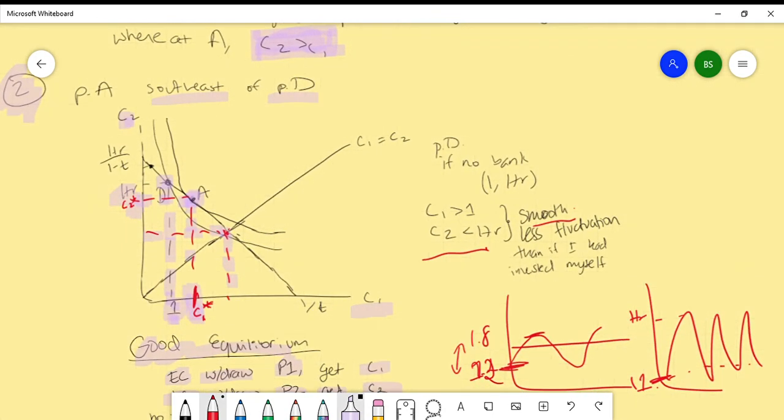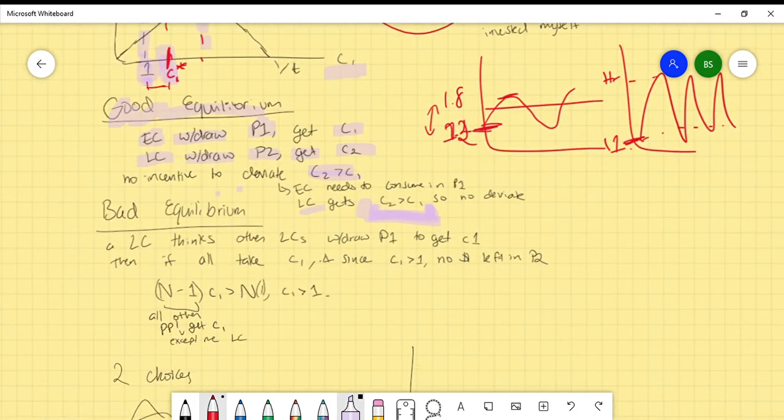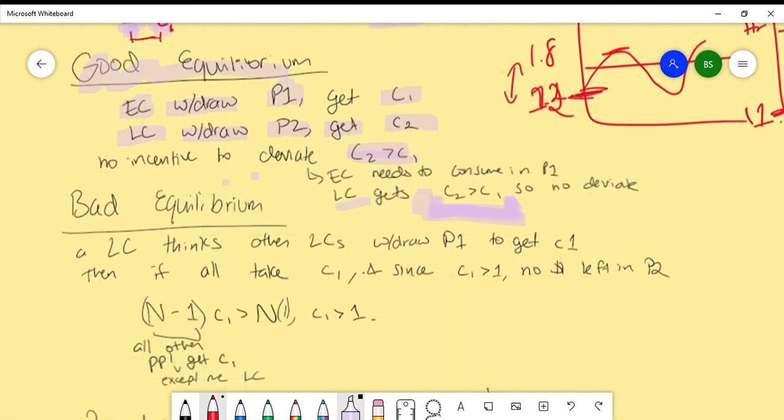They're telling you that C2 is less than 1 plus R, and C1 is greater than 1. These and the fact that C2 is greater than C1 are the main properties they're trying to tell us with these two conditions. So in this case, we're at a good equilibrium, and the late consumers get C2 greater than C1, so they're happy with their larger amount of money, so they don't deviate.